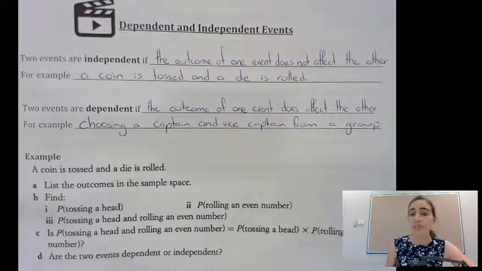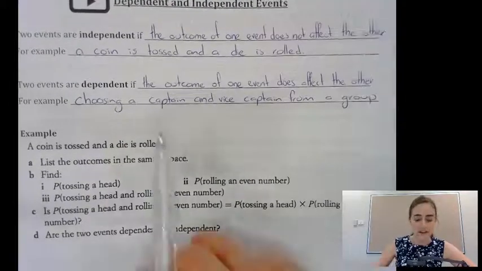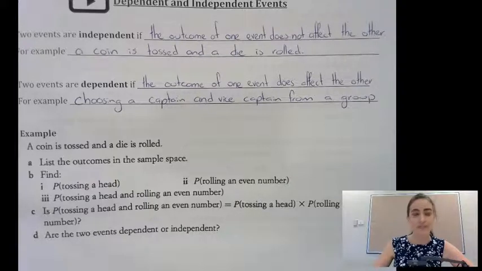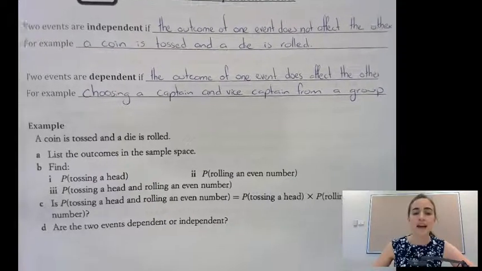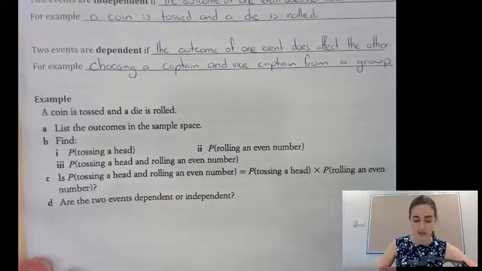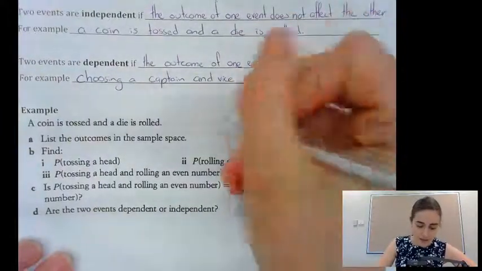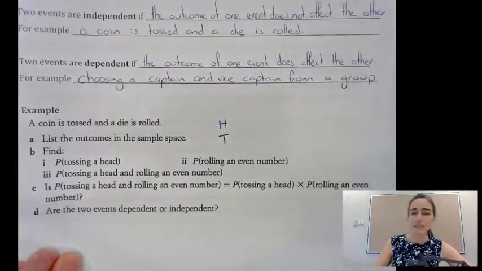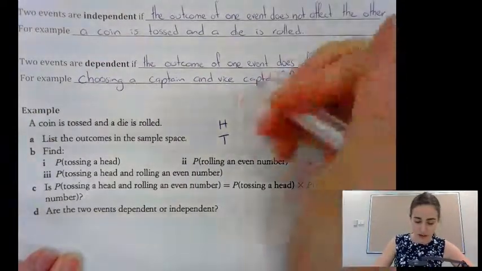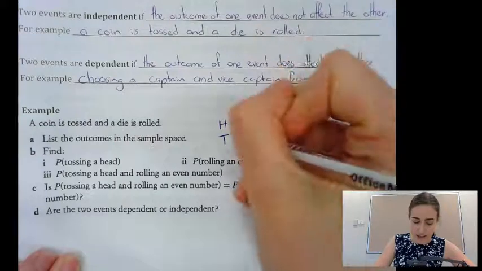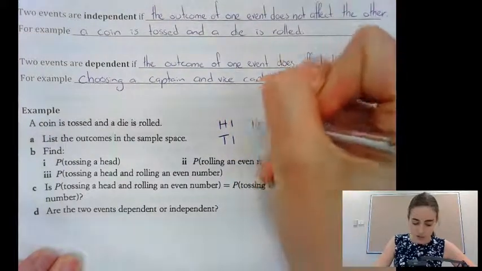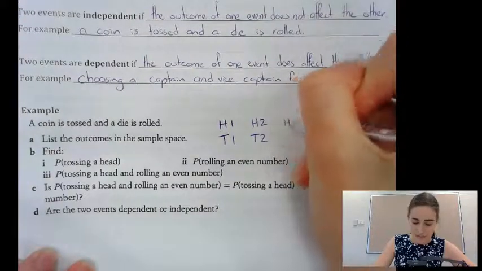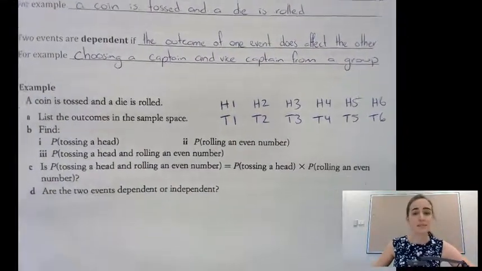So we've got a coin is tossed and a die is rolled. As our example set up here, these are going to be independent events. We're asked to list the outcomes in the sample space. In our sample space, we can either have heads or tails. Now you could just list these, but I'm going to put them in a bit of a table to keep track of them. So we could have a heads and 1 or tails and 1. We could have heads and 2 or tails and 2, and all the way up to 6. Right, so that's our sample space.